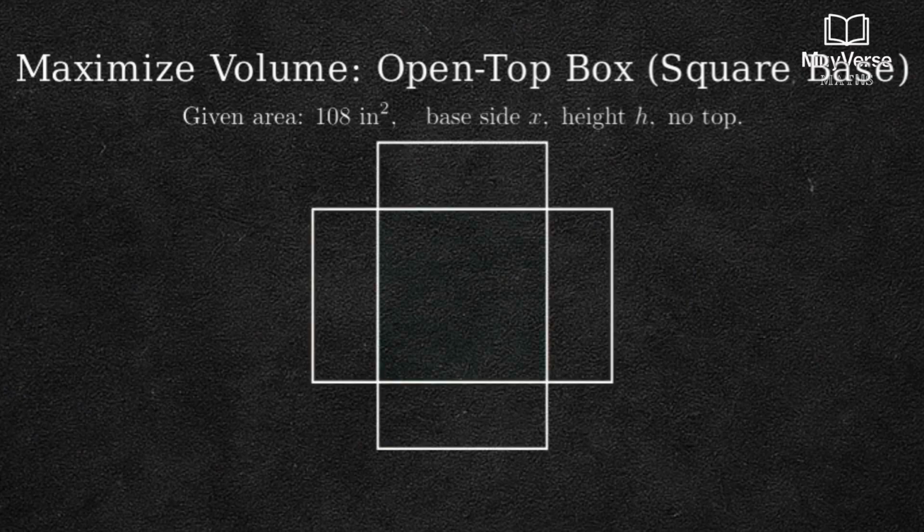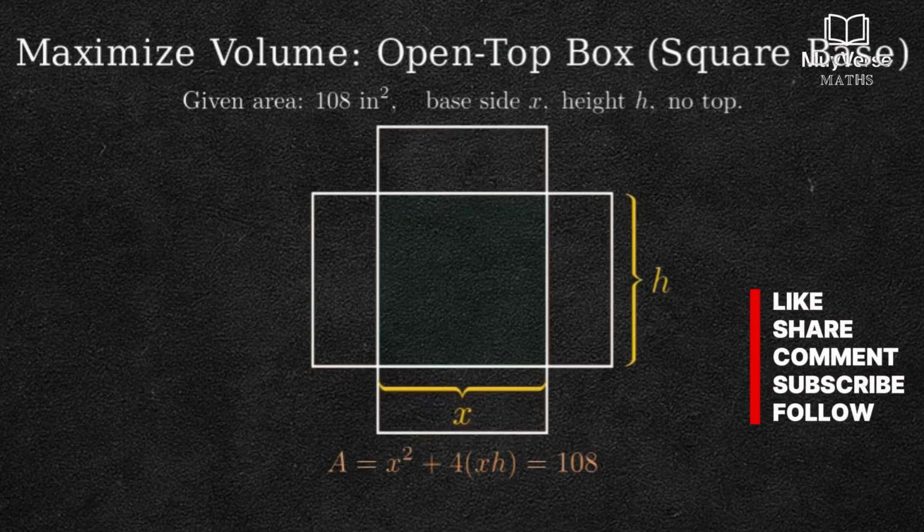One square base accounts for x squared. Four rectangular sides each contribute x times h. Let's mark x along the base and h along a side. The surface area with no top is base plus 4 sides equals 108. So A equals x squared plus 4xh equals 108.